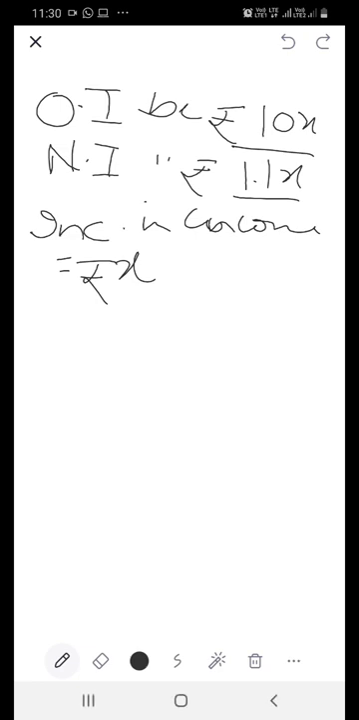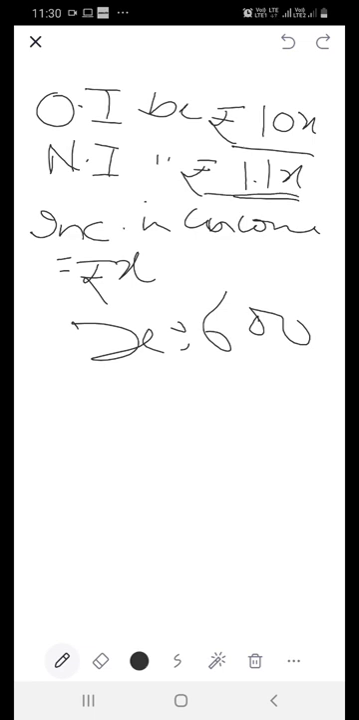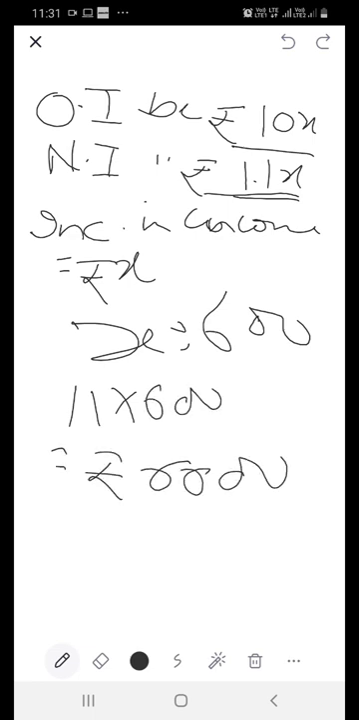Now according to the question, this increase in income is given to you as 600. So x is equal to 600. Now what you have to find in this? You have to find the new income. So new income is rupees 11x. So it will be 11 into 600, that is rupees 6600. This is how you are going to take the statement problem of 14th question, second part.